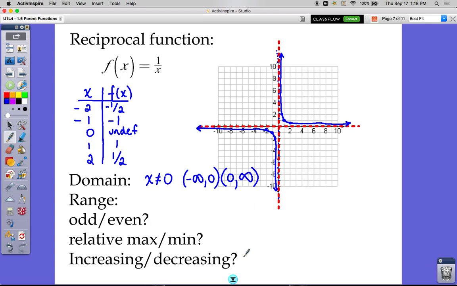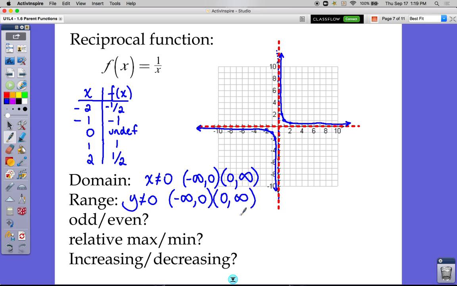The range, likewise, this time y cannot equal 0. The only way to find out if y can equal 0 is you set the top equal to 0, and because the top is always 1, it's not going to be. So same thing, from negative infinity to 0, then from 0 to positive infinity.